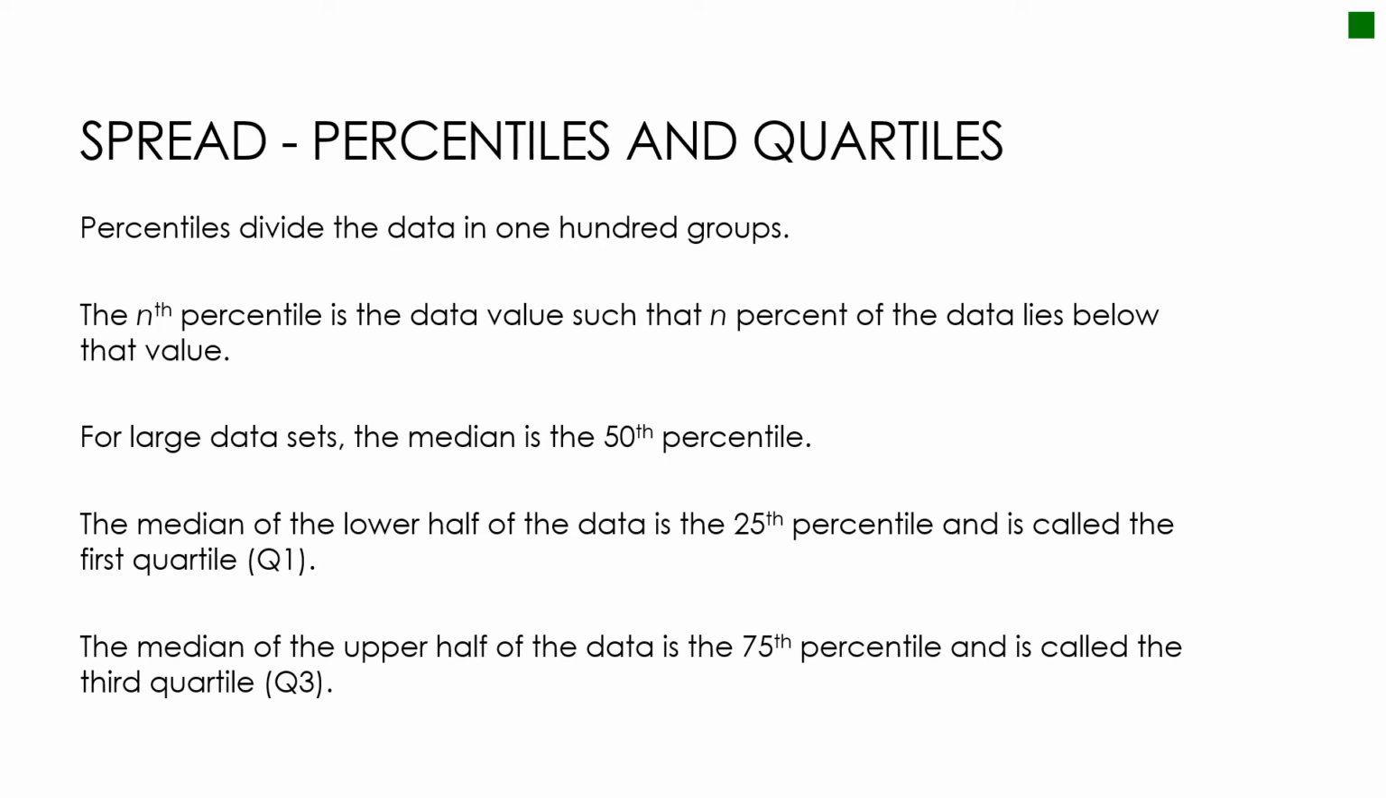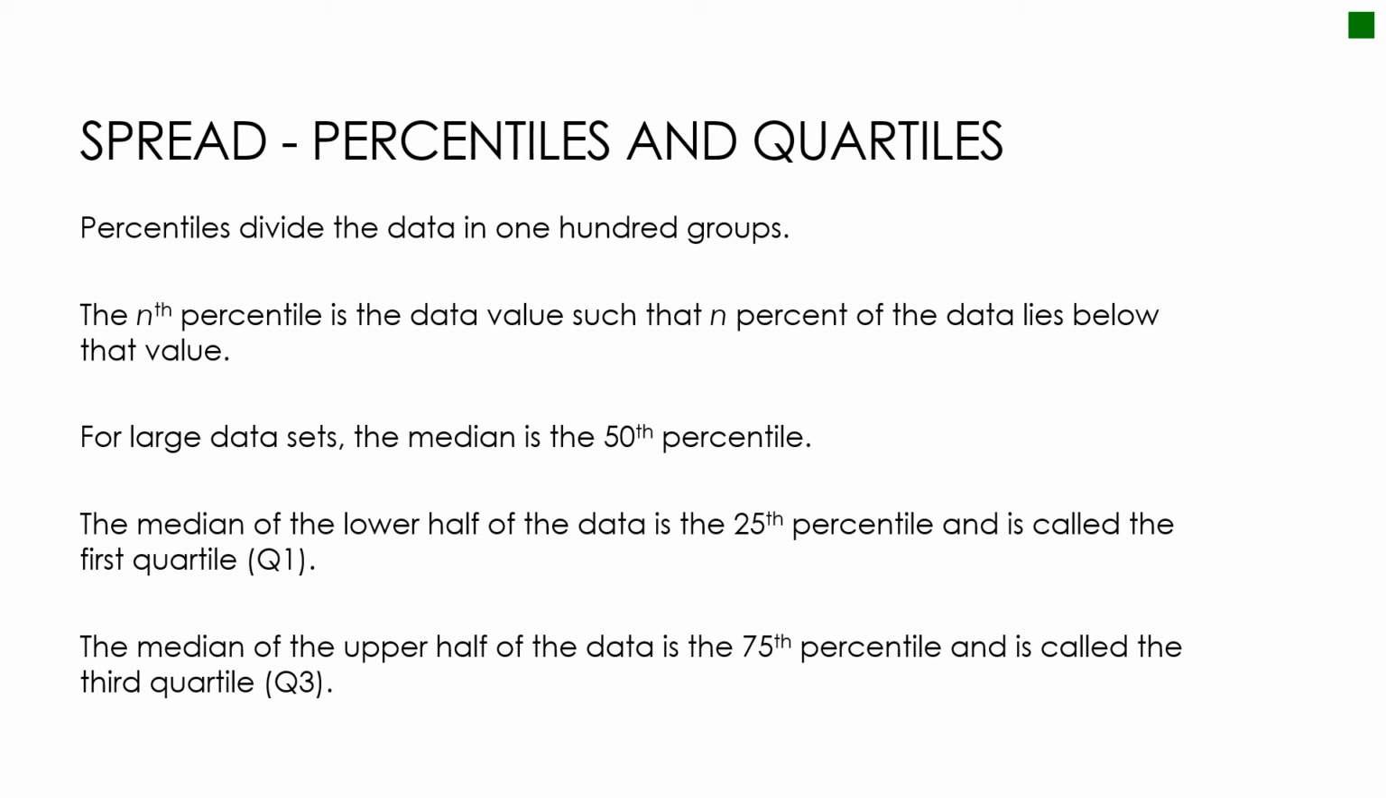But essentially, a percentile divides the data into 100 groups. So whether we have 8 pieces of data or 1,000 pieces of data, it essentially turns it into 100 groups and gives it a percentile. So the nth percentile is, say like the 50th percentile says 50% of the data is below that. An 80th percentile means 80% of the data is below that.